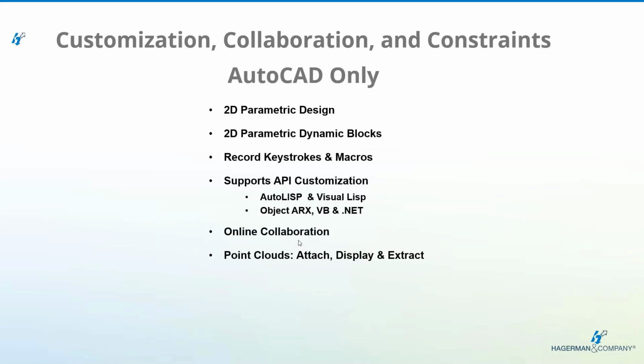In AutoCAD, you have parametric design, but it is only 2D. Okay, that means you can do parametric modeling, and you can put constraints on the model. You can do relationships between different pieces of the model, set up parameters so that when the user makes a change to certain specific parameters, the model will adjust accordingly. And because of that, you can do 2D parametric dynamic blocks.